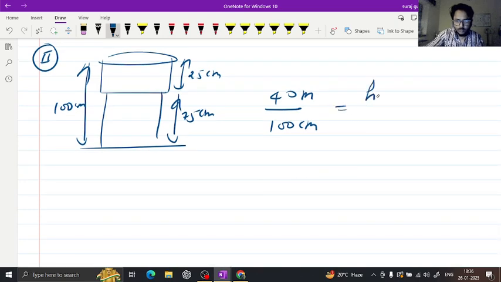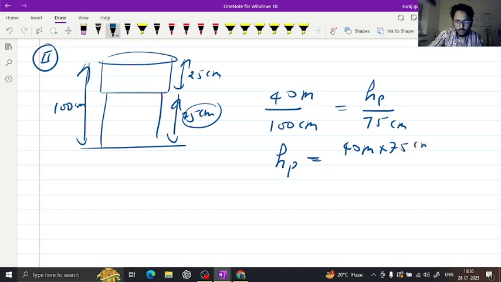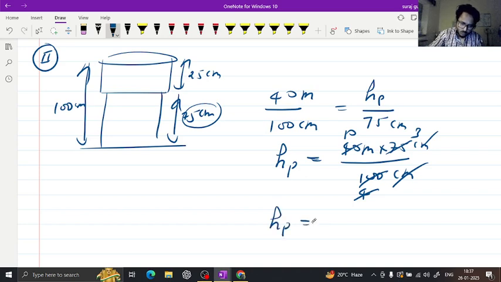That is HP upon, here it is 75 centimeter. Okay, so HP equals 40 meter into 75 centimeter divided by 100 centimeter. Centimeter will cancel out, and then 25. 25 3 ja 75, 25 4 ja, and 4 10 ja. So the HP, the actual height of the pillar, will be 10 meter.